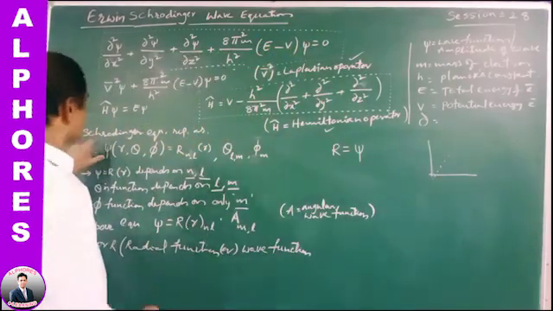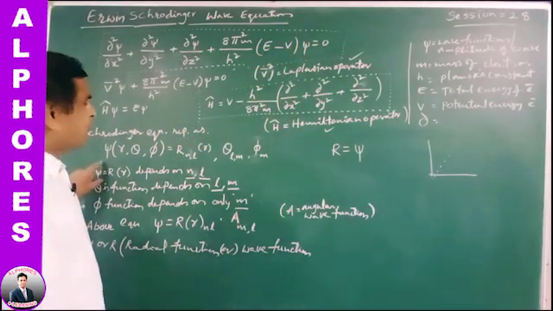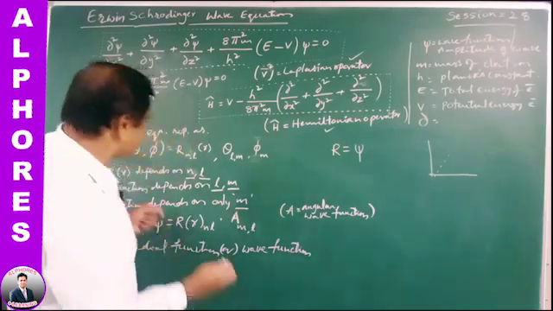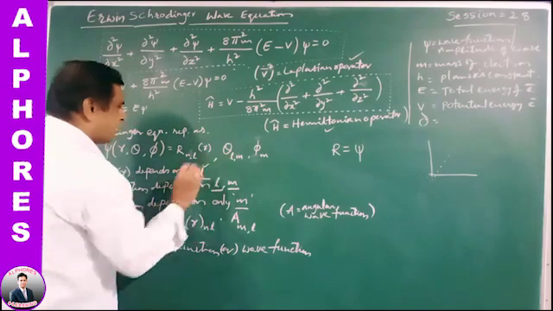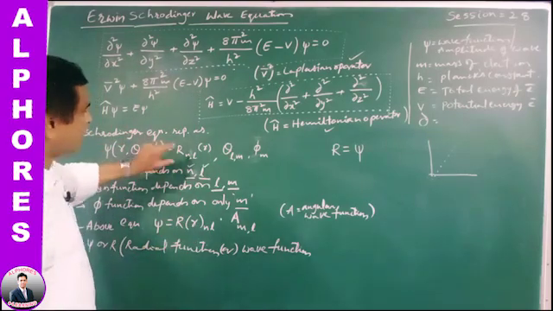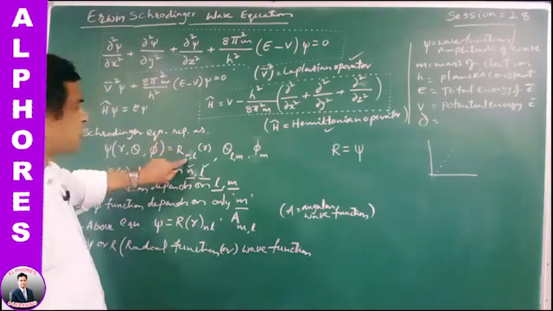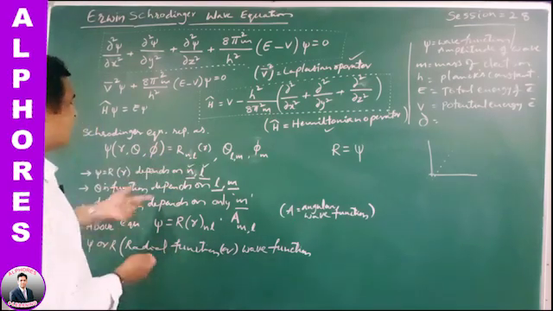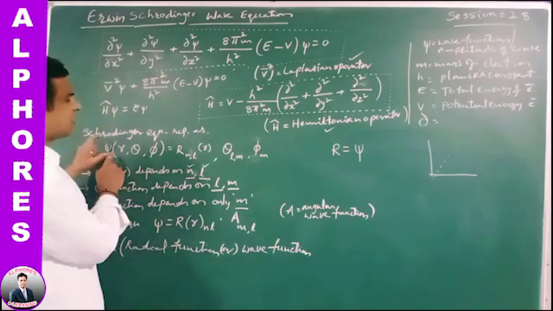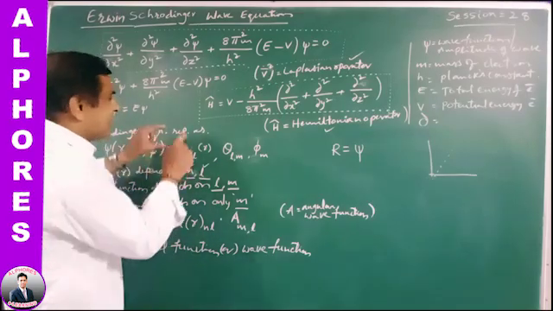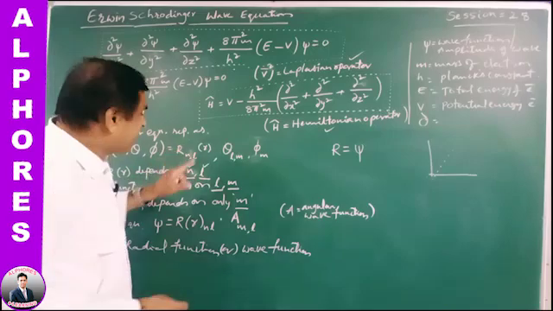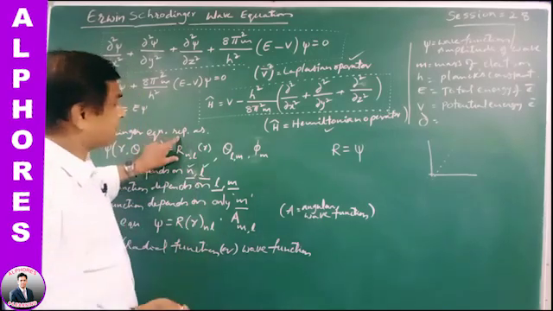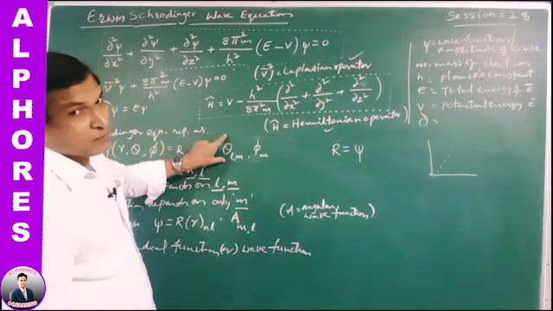Now this psi value depends upon the principal quantum number and the azimuthal quantum number. So this is the radial function, we can say. Psi is nothing but your radial function. This radial function depends on the principal quantum number and the azimuthal quantum number. Be careful, it is the radial function. Next, this is the azimuthal function.